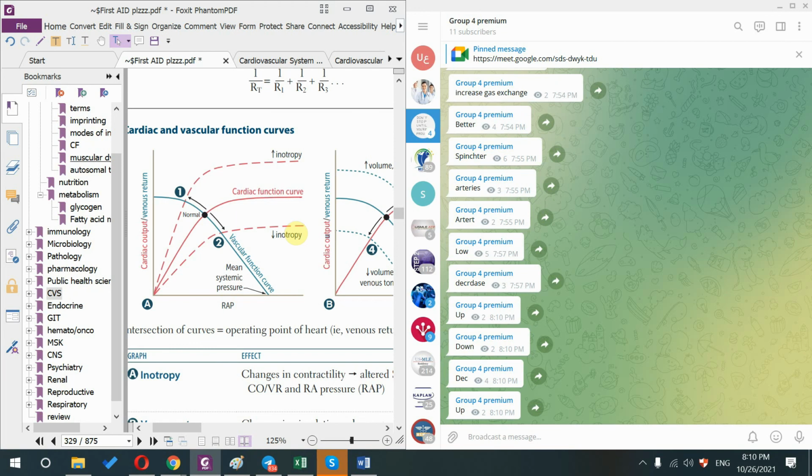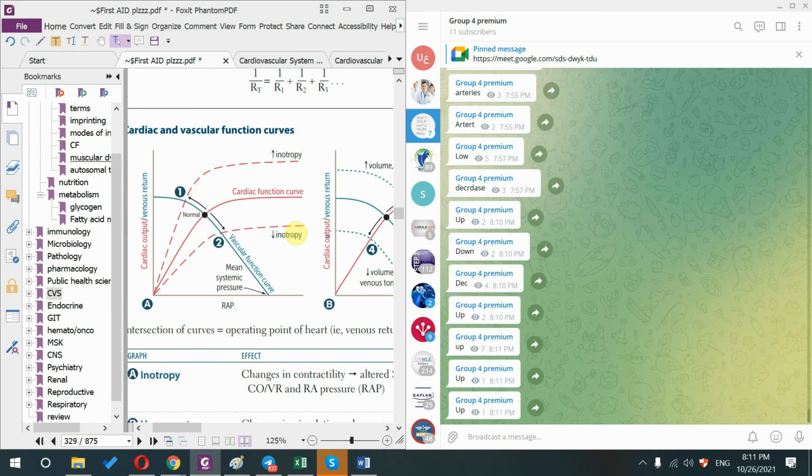Anyway, next one. Can you tell me, please, someone with thyrotoxicosis, which is increased thyroid hormone? Up, down? Up, good. So this is the cardiac function curve. So that's the cardio thing from the cardiovascular system.